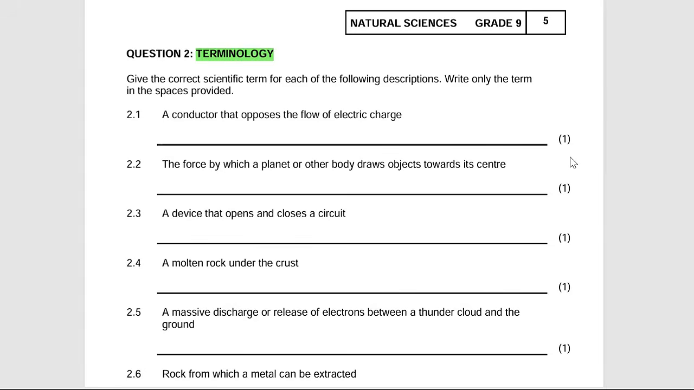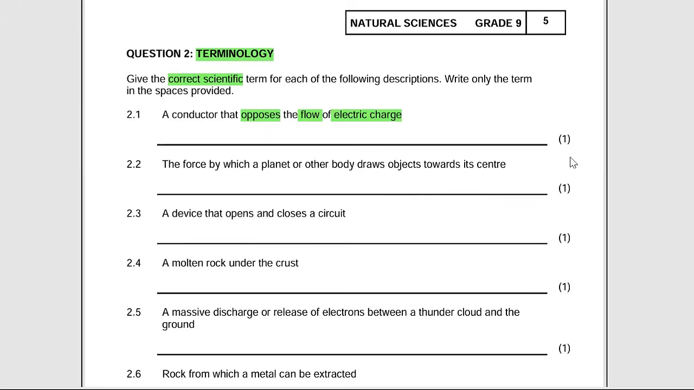So we're looking for a correct, not just a correct, but also a scientific term. For each of the following descriptions, write only the term in the spaces provided, right? So 2.1 reads here, a conductor that opposes the flow of electric charge, right? This is what you are having.